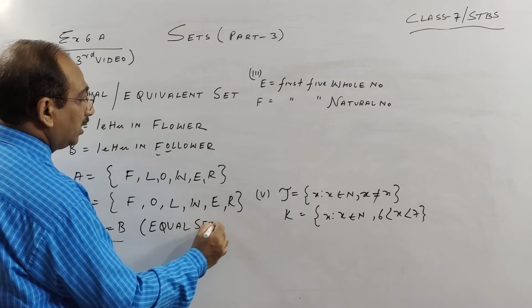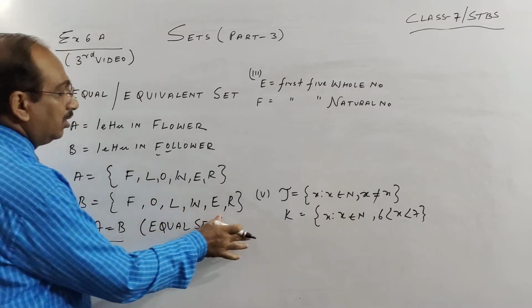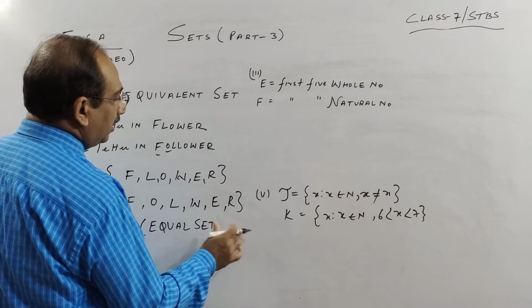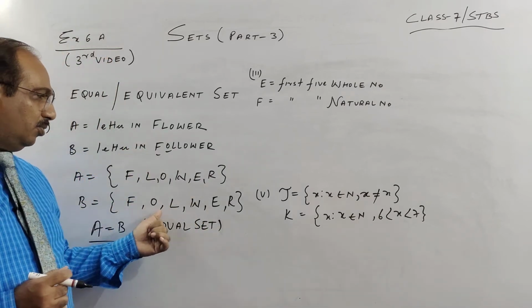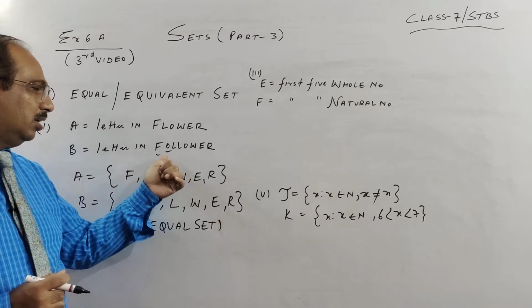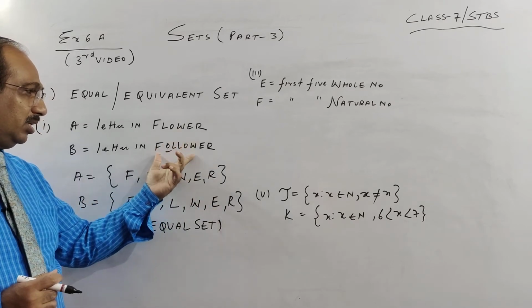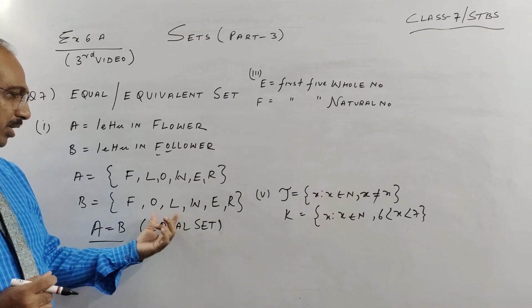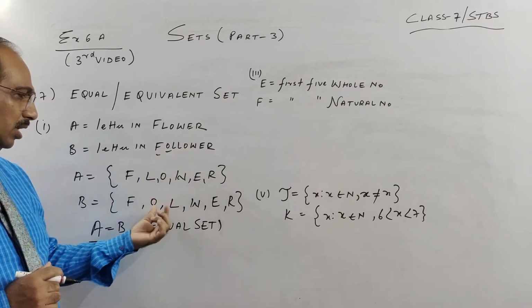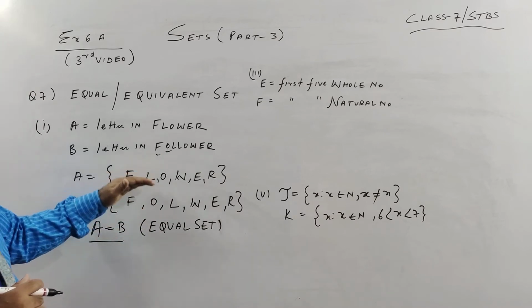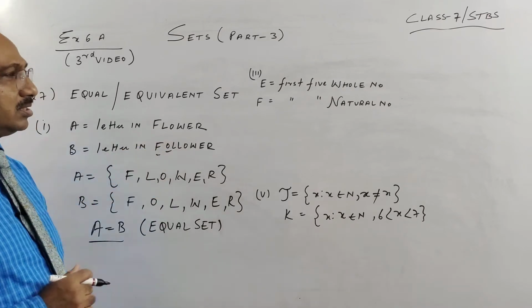They have the same 6 elements in total, cardinal number is 6, and each element is the same. So they are equal sets. As I told you, they should have the same elements and same number. So flower and follower both have F, O, L, W, E, R, because you remember here I have 2 Ls, but inside braces, inside a set, we write only 1. We have 2 Os, I write 1 O. So in terms of sets, they are equal sets.